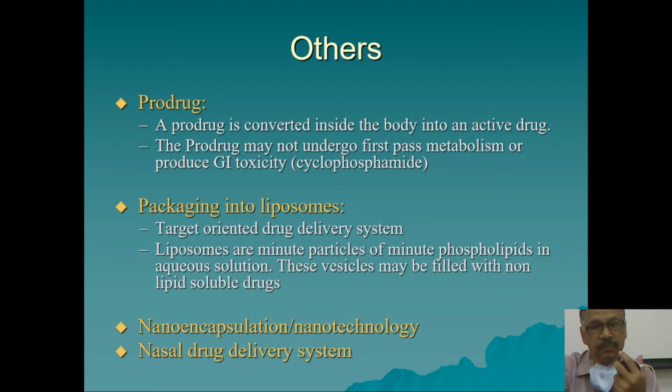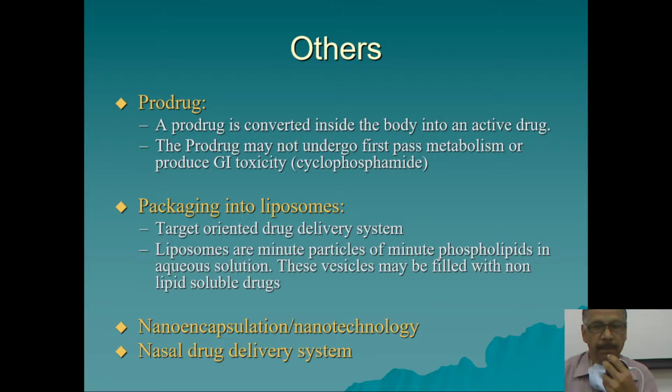One is called a prodrug. A prodrug is converted inside the body into an active drug. It means that when you administer the drug, it will convert into another form in the body, which produces the pharmacodynamic effect. The product may not undergo first pass metabolism or produce GI toxicity. The example is cyclophosphamide. Or in the case of Parkinsonism, the drug administered is levodopa, which then converts into dopamine and produces the pharmacodynamic effect.